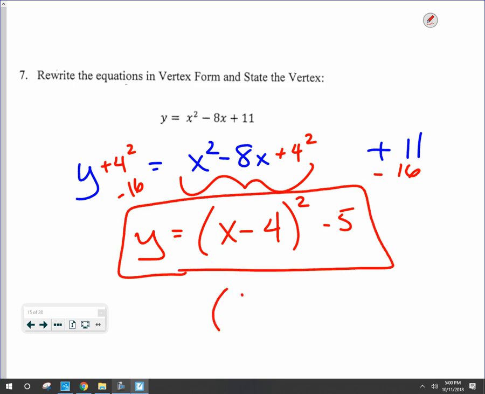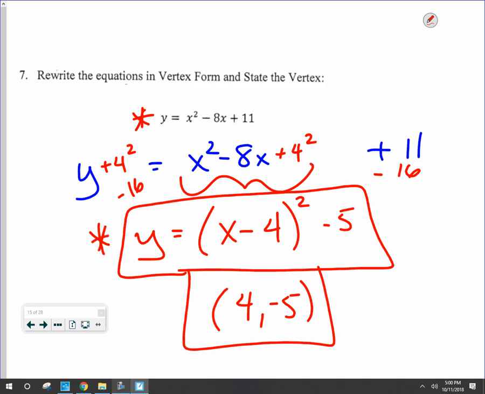Now, that makes the vertex at positive 4, negative 5. Let's talk a little bit about this, especially those of you with graphing calculators. If you write something in standard form and then write something in vertex form, it actually should be the same parabola. So if you have time on the test, make sure you go from standard form to vertex form and check your answers using a graphing calculator.